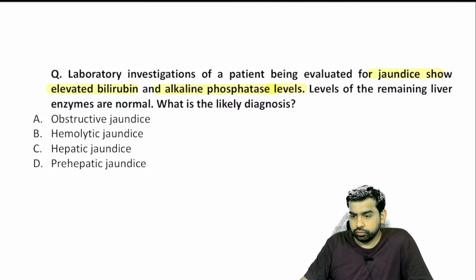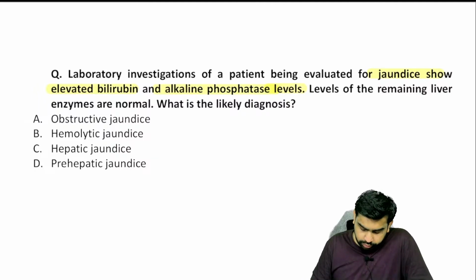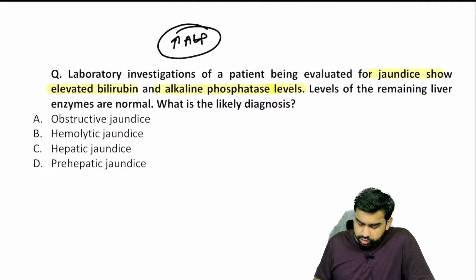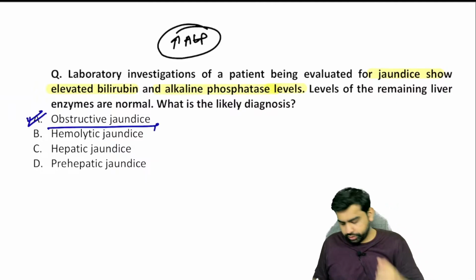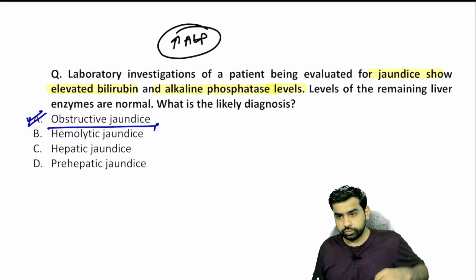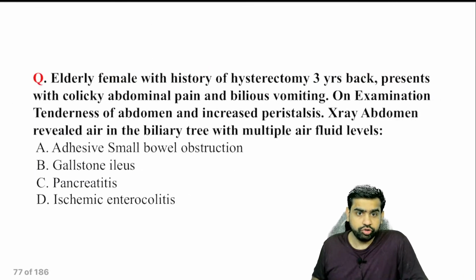What is the diagnosis of this particular patient? It's one of the simplest questions. There is jaundice, an elevated bilirubin and an elevated alkaline phosphatase. So this is a marker of obstructive jaundice. This is the obstructive jaundice which you are dealing with over here. Understood? Right.